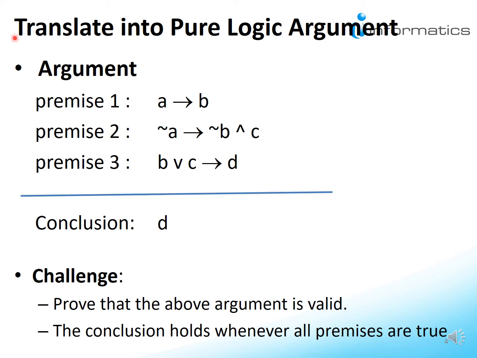Now we are ready to translate the case study into a pure logic argument. The premises are A implies B, not A implies not B and C, B or C implies D. The conclusion, the dragon is horned, can be simply written as D. So the whole challenge is to prove that this argument is valid. In other words, the conclusion will hold whenever the premises are true.